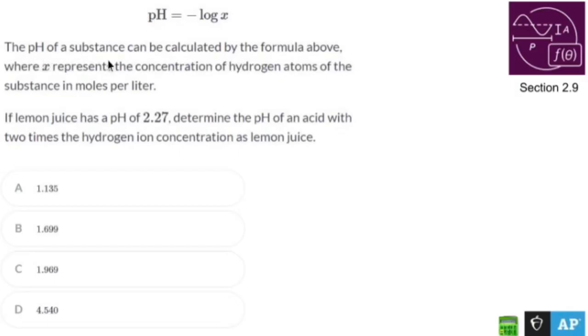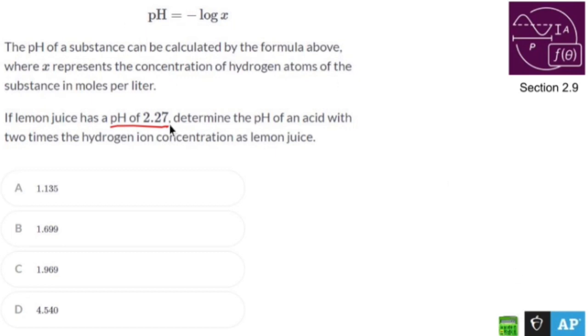The pH of a substance can be calculated by the formula above. pH equals negative log base 10 of x, where x represents the concentration of hydrogen ions of the substance in moles per liter. If lemon juice has a pH of 2.27, determine the pH of an acid with 2 times the hydrogen ion concentration as lemon juice. Thank you, Lord, we have one of these guys.